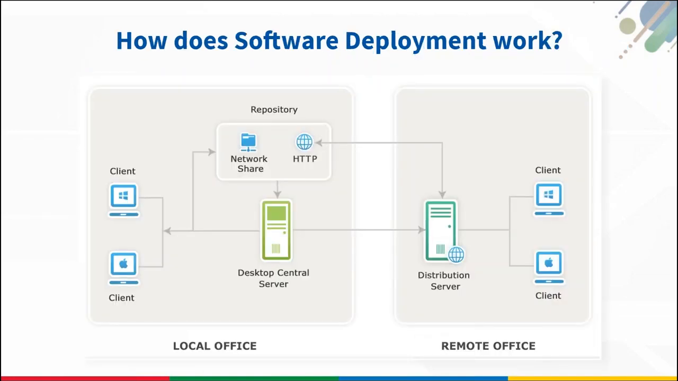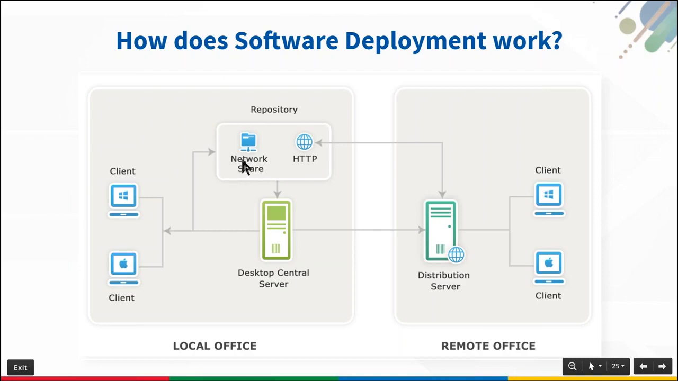Okay, so now let's discuss how software deployment works in Desktop Central. The first important requirement when it comes to software deployment here in Desktop Central is configuring the software repository. In the software repository, we have two different repositories that we allow to use in software deployment. One is network share and another is HTTP repository. What is the use of this?